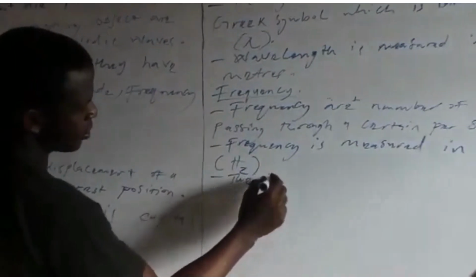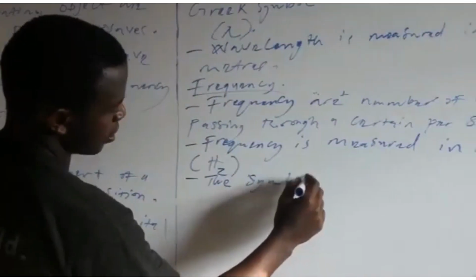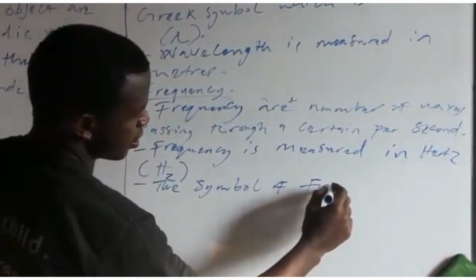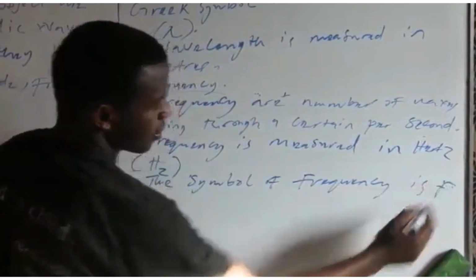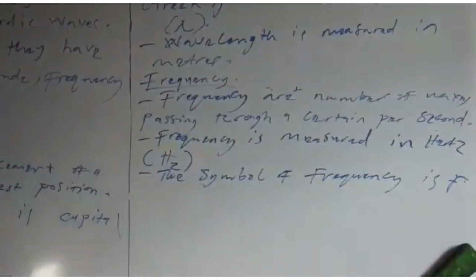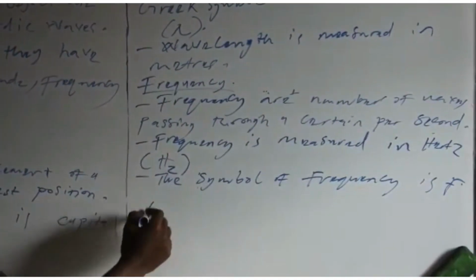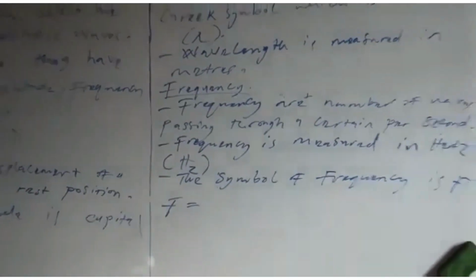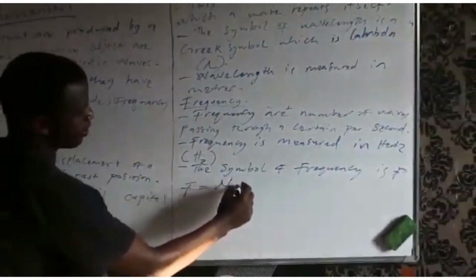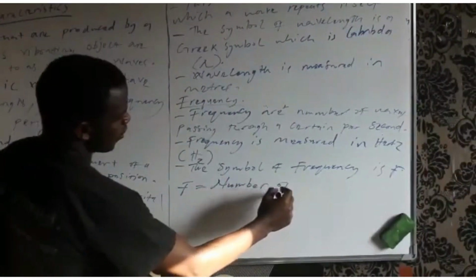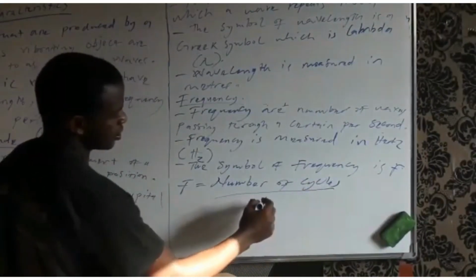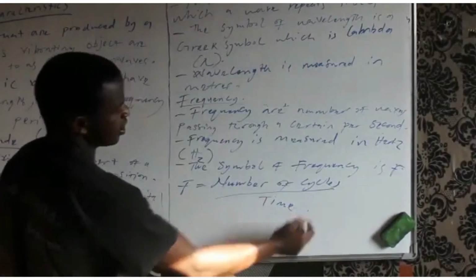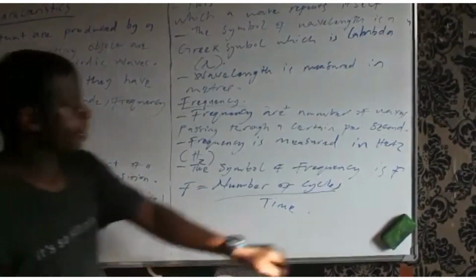So the symbol of frequency is F. Then the formula that you use when calculating frequency, you say F is equal to the number of cycles divided by time. So this is the formula that you use. We go to period.